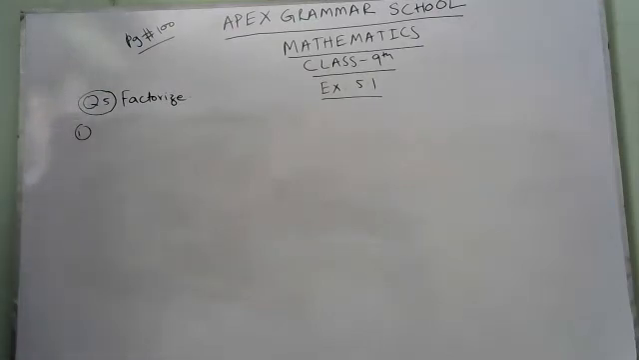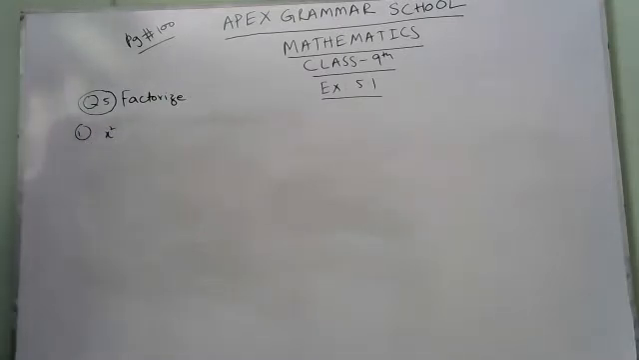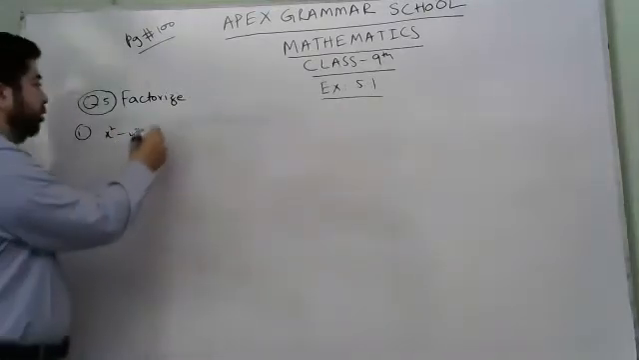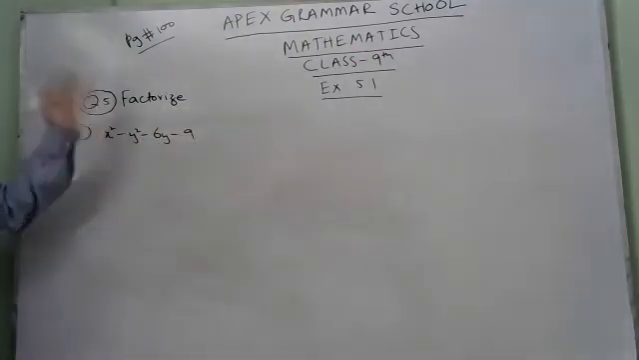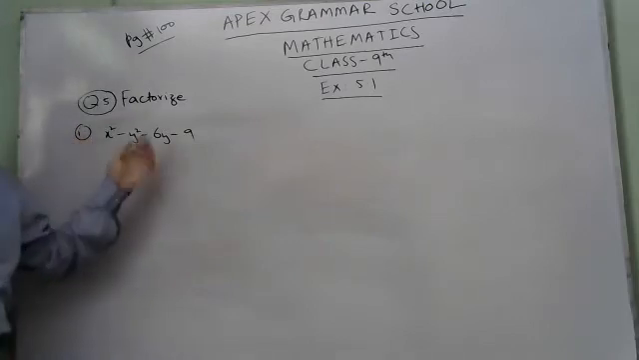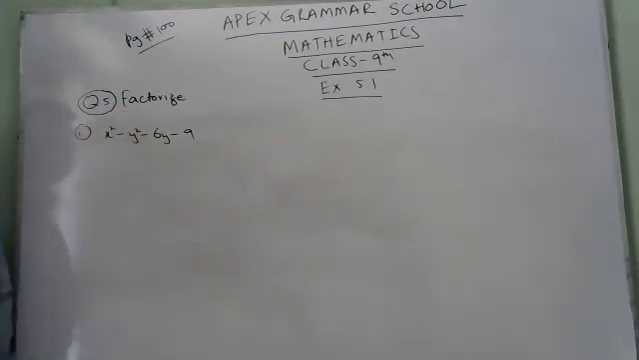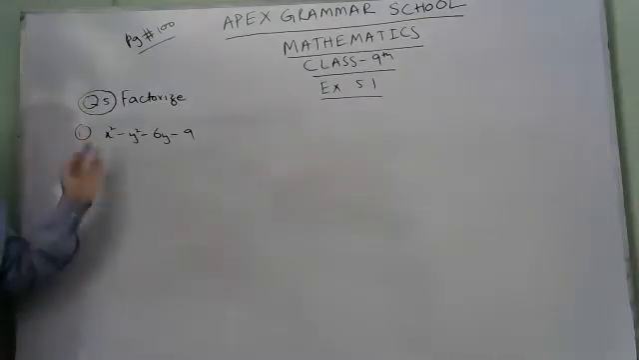Question number 5 is also of the type of factorization. X square minus y square minus 6y minus 9. These are all long questions. So the first long question is x square minus y square minus 6y minus 9. You have to factorize it. The first rule of factorization is just to take common. If there is anything common here, you can see that no single element is common here.